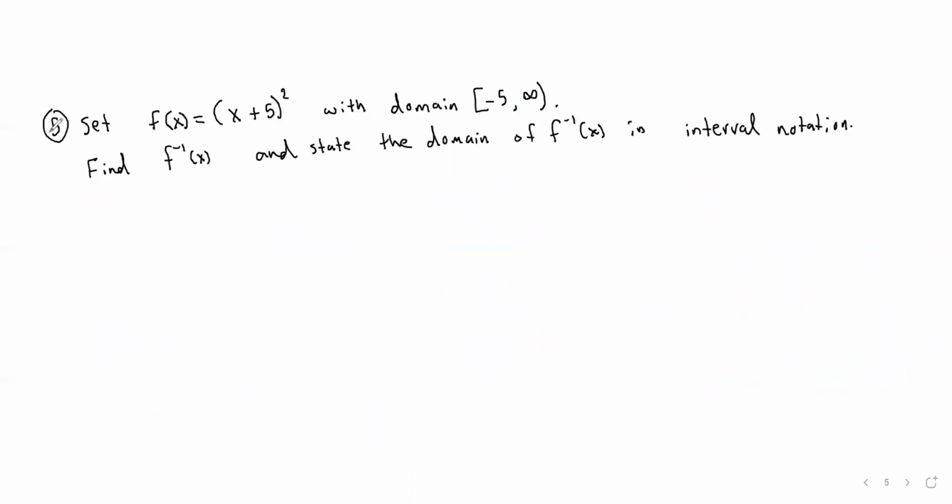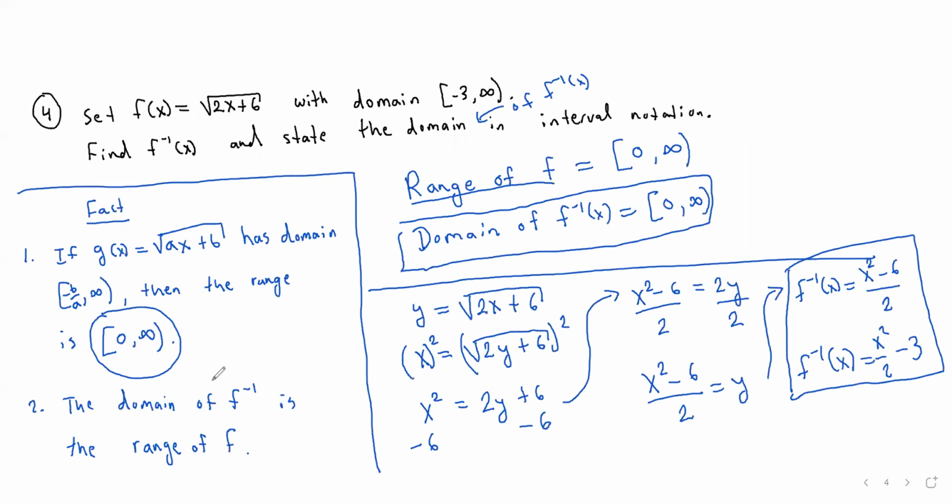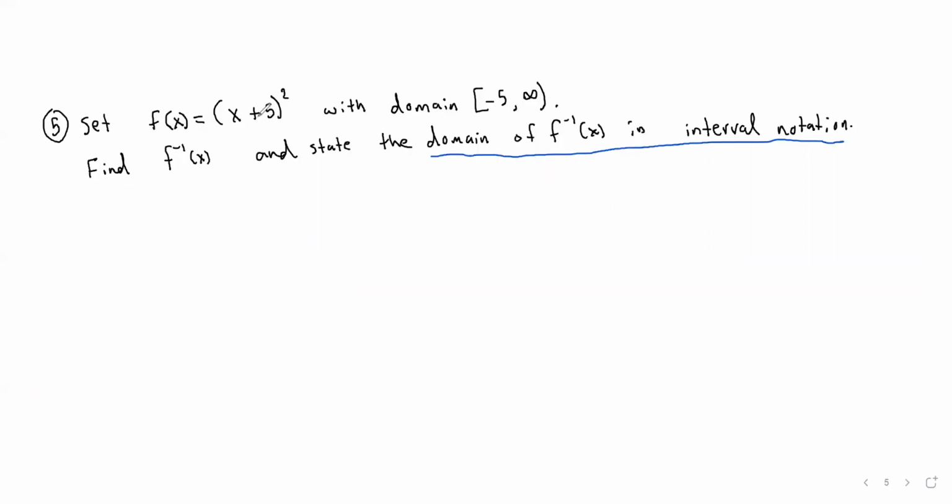So let's look at problem number 5. We have now f of x equals x plus 5 squared with domain minus 5 to infinity. And like the previous problem, we want to find f inverse of x and state the domain of f inverse in interval notation. So first of all, the domain of f inverse, we apply the same idea here. By step 2, the domain of f inverse is the range of f. And by a very similar statement to 1, you can see that the range of f is going to be this interval 0 to infinity.